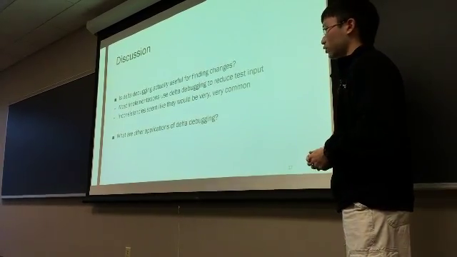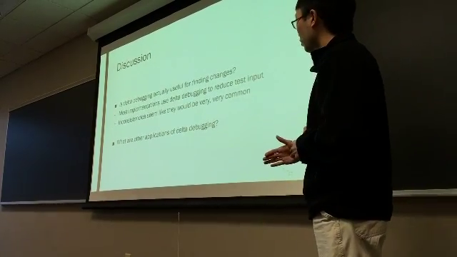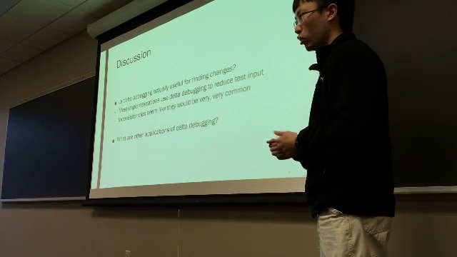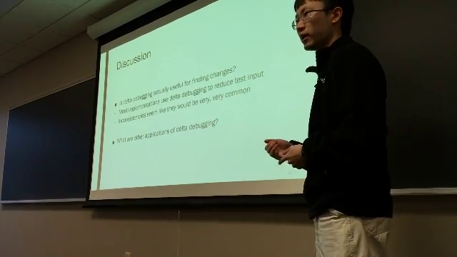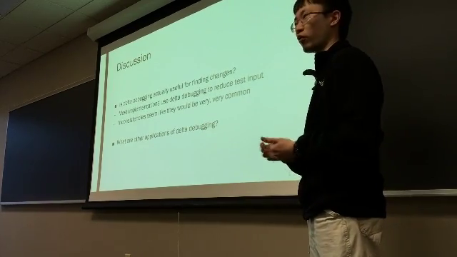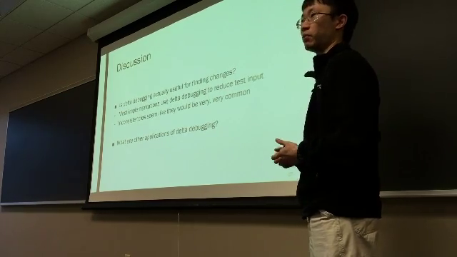All right, so discussion questions. The first is kind of a combative question I have. My observation was that there are all these implementations of delta debugging, but only like 2 or 3 of them, only the ones by Andreas Zeller's group, were for actually finding changes. Most of these were for reducing test input.